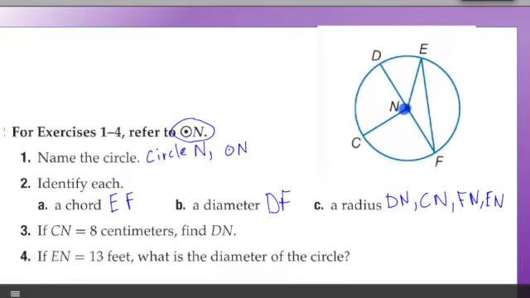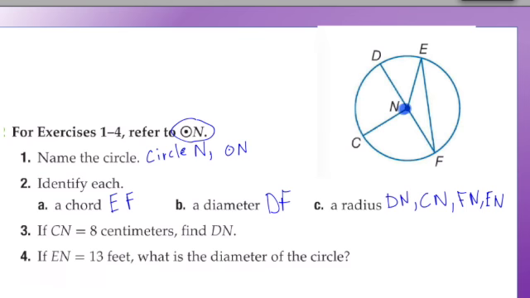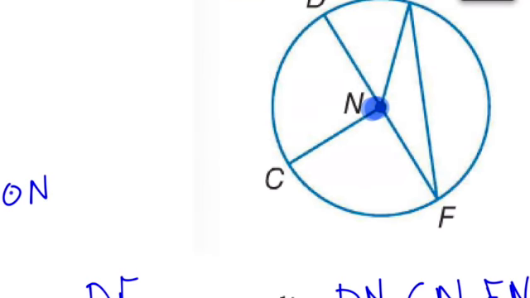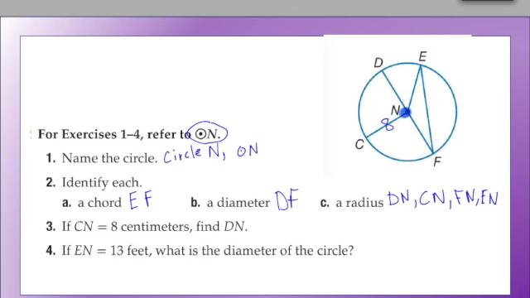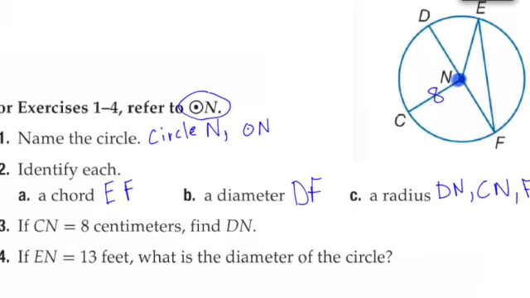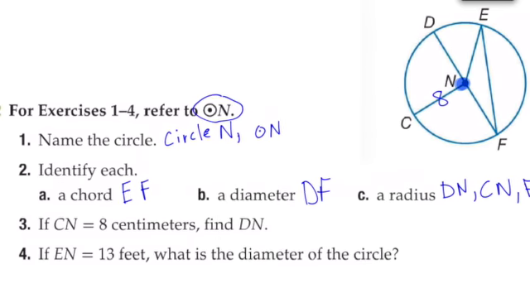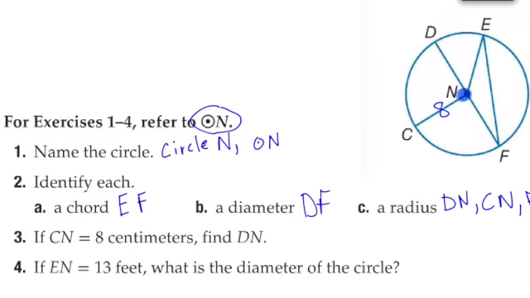So let's see if we can solve some of these problems using their relationship. If C to N is 8, so from C to N, if this measure here is 8 centimeters, find D to N. Well, by the definition of a circle, all radii are equal. The radius is always equal. So if N to C is 8, then so is D to N. It's also 8. So D to N is also equal to 8.